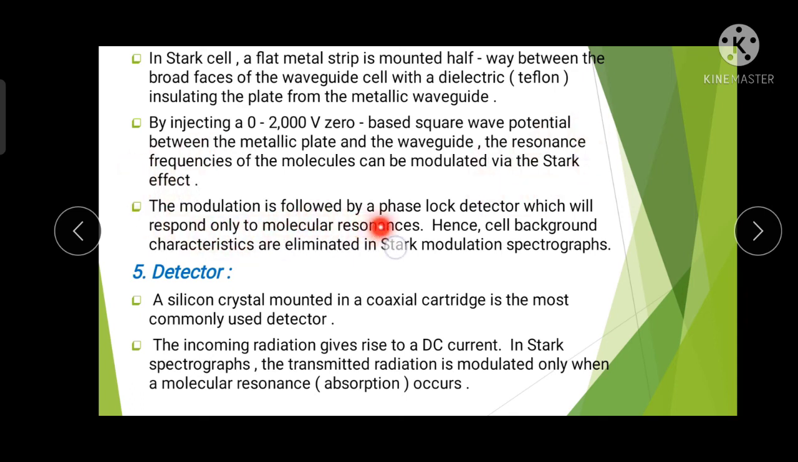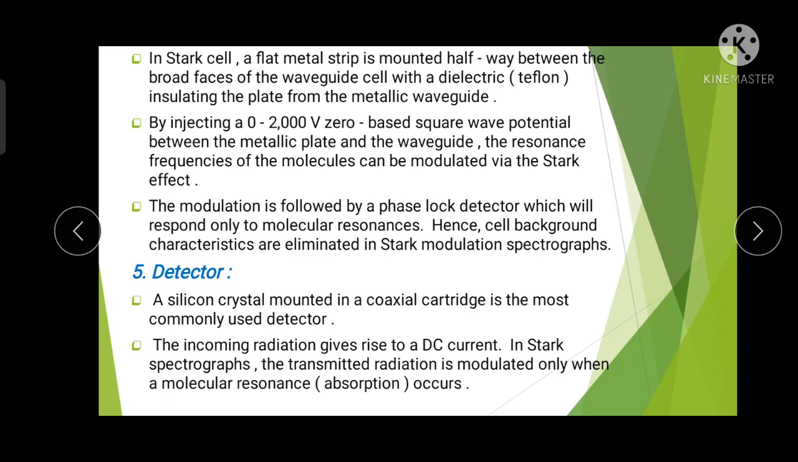The modulation is followed by a phase lock detector which will respond only to molecular resonances. Hence the cell background characteristics are eliminated in the Stark modulation spectrograph. That means there are some background characteristics which are not necessary, and their elimination is done with the help of the phase lock detector. So this is the function of the phase lock detector.